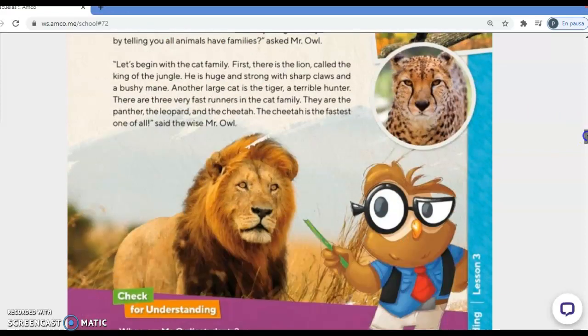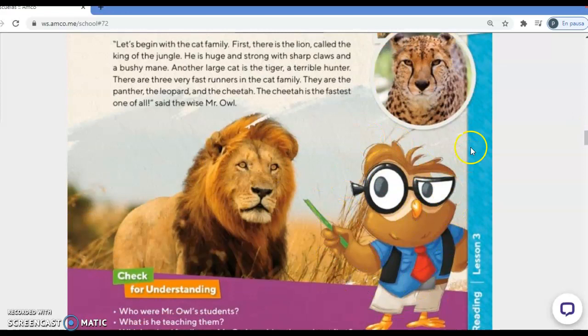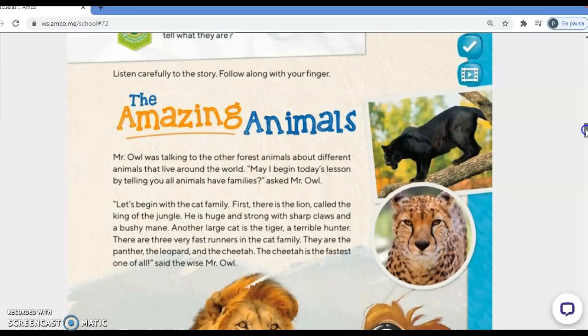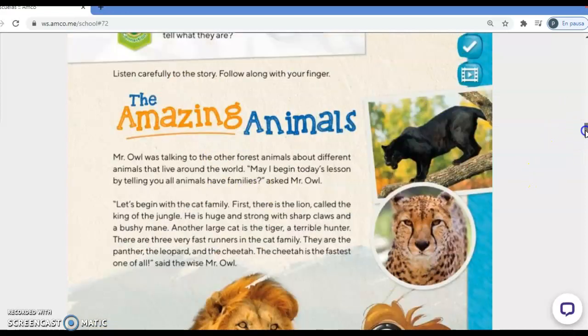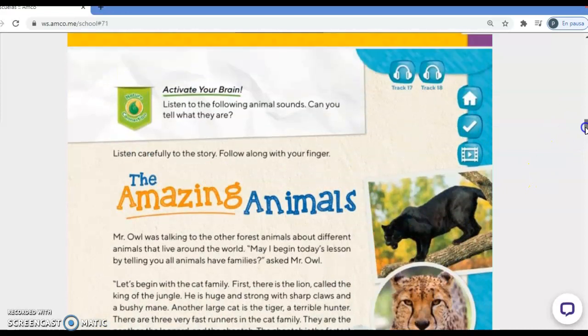Yes, and Mr. Owl was teaching about this forest animal, about different animals that live around the world. And he began with the cat family. Okay. Listen to the following animal sounds. Can you tell what they are?